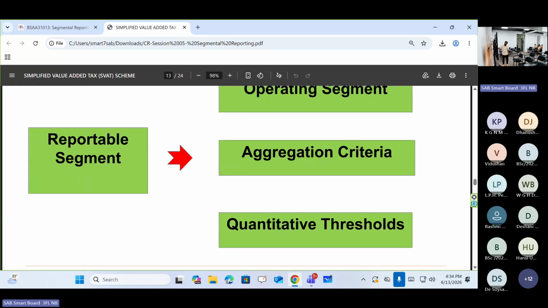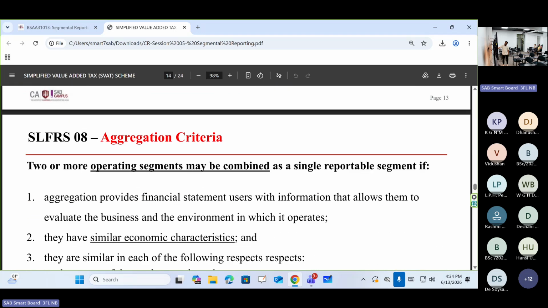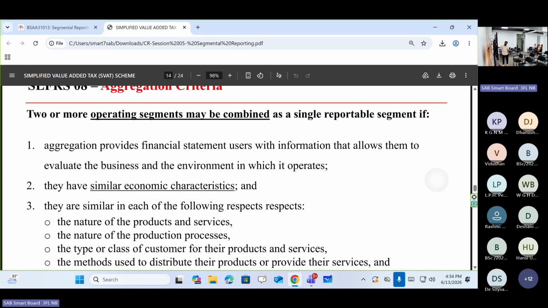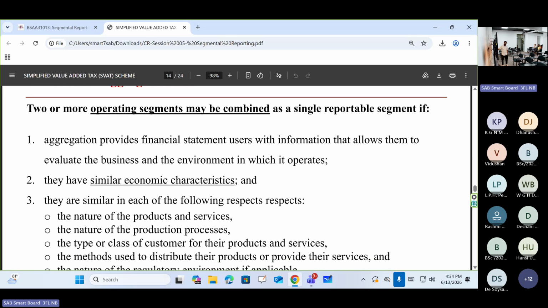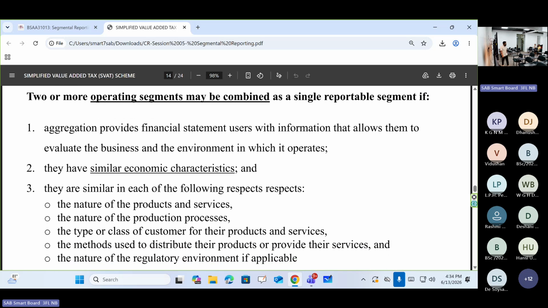So this is the chart I want to discuss, and here we are coming to aggregation criteria. What are the aggregation criteria? You can aggregate operating segments if they have similar economic characteristics. You need to evaluate the similar economic characteristics before you evaluate the quantitative threshold.